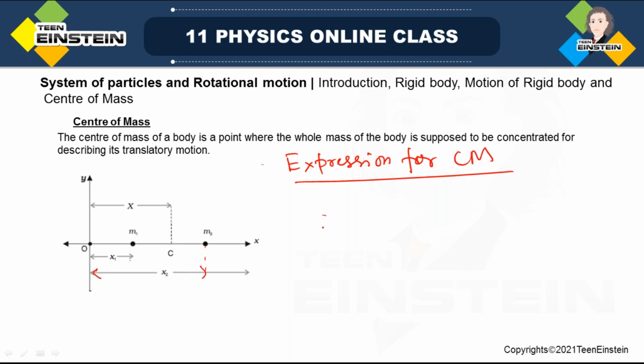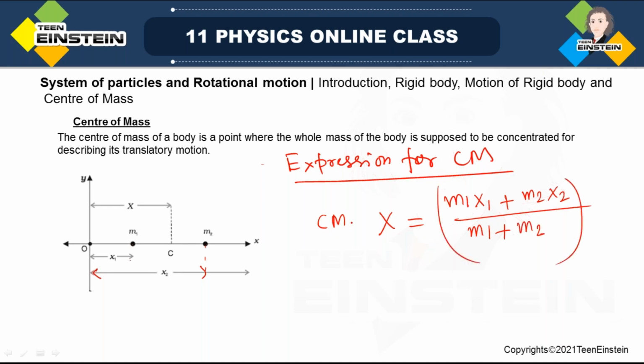Now, where is the center of mass, CM? If the center of mass coordinate is x, then it is defined like this: m1 x1 plus m2 x2 divided by m1 plus m2. This is the definition of the center of mass coordinate. Since the particles are in the same line, it has only one coordinate.